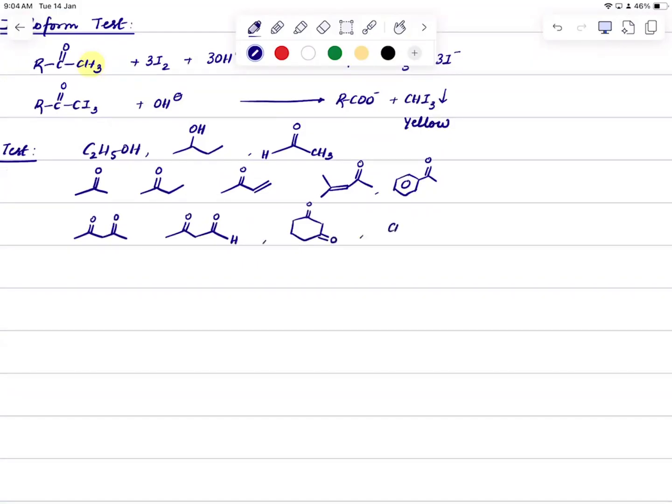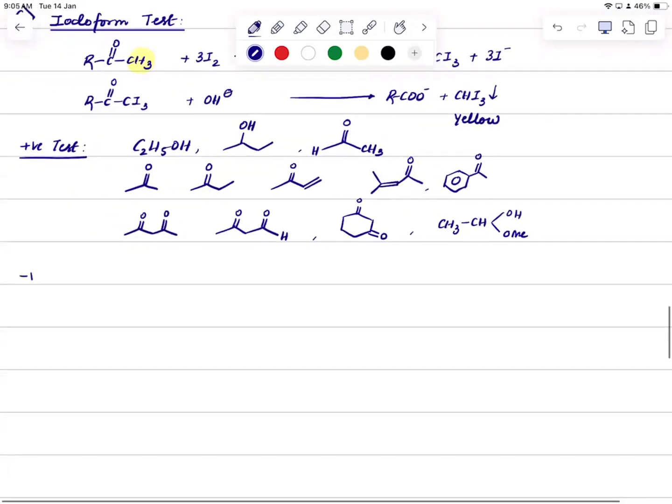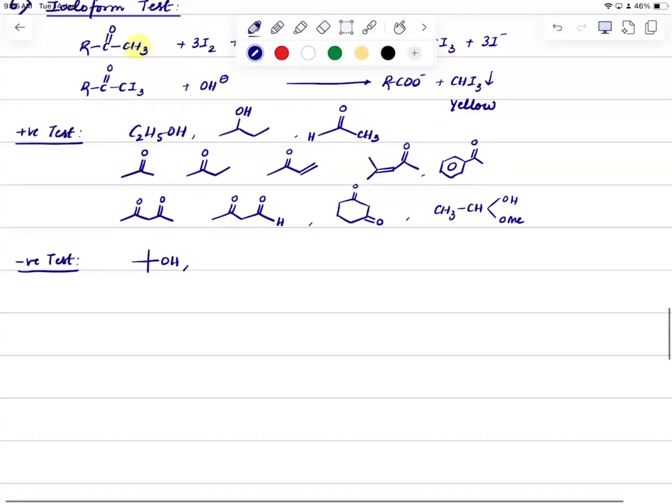Lastly, the hemiacetal form, CH3CH(OH)OMe, is positive. Now, which one is a negative test? The negative test is also important. Which one will give a negative test? If you have a 3-degree alcohol, it is negative.